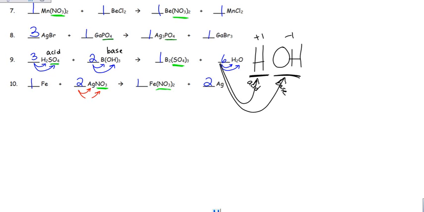Number 7 is already balanced. 1 manganese on each side, 2 groups of nitrate, 1 beryllium, and 2 chlorine. It's done. Number 8, I thought of phosphate as phosphate. It stays as a group. So by putting the 3 out in front, I have 3 silver on both sides, 3 bromine on both sides, 1 gallium, and 1 phosphate.